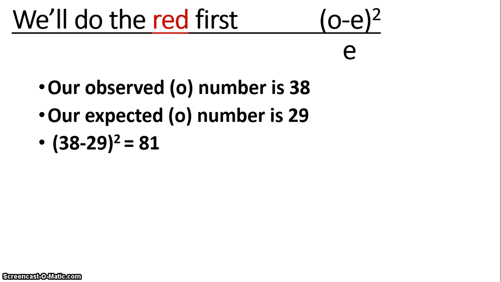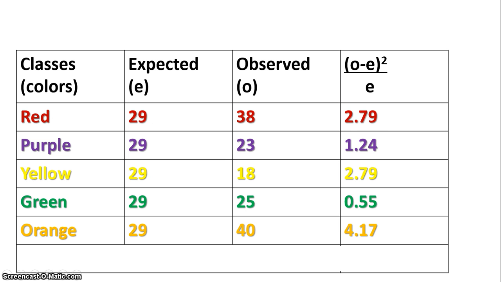So I took my 38 minus my 29. That gave me 9. I squared that. That gave me 81. And then when I took my 81 divided by 29, my expected, that gave me 2.79. So that's the number that I'm going to write in the next column over in your data table. Right here. That's my 2.79.